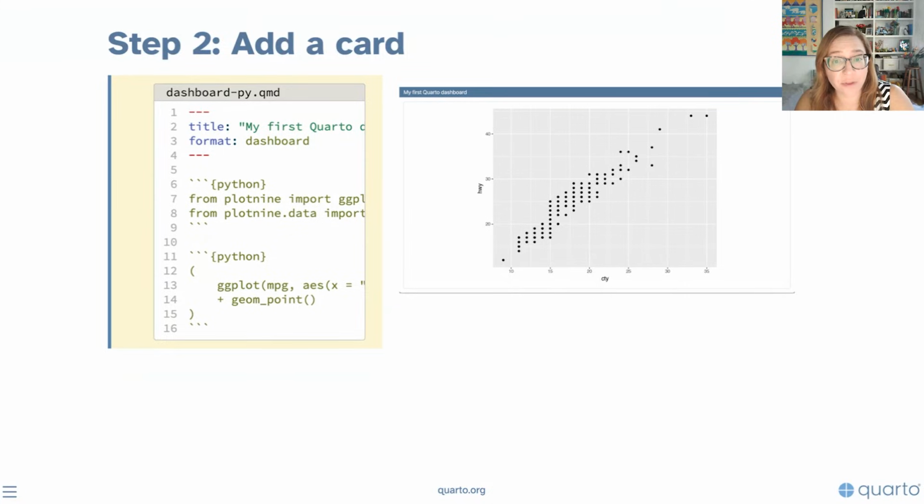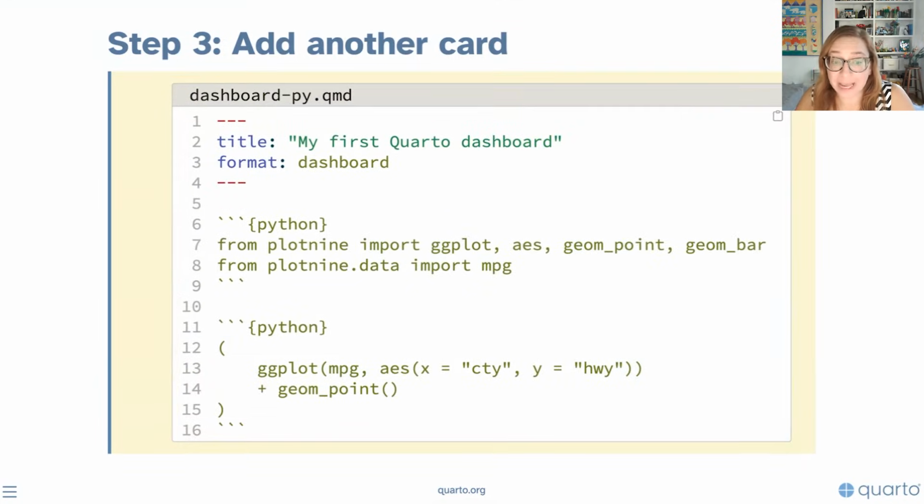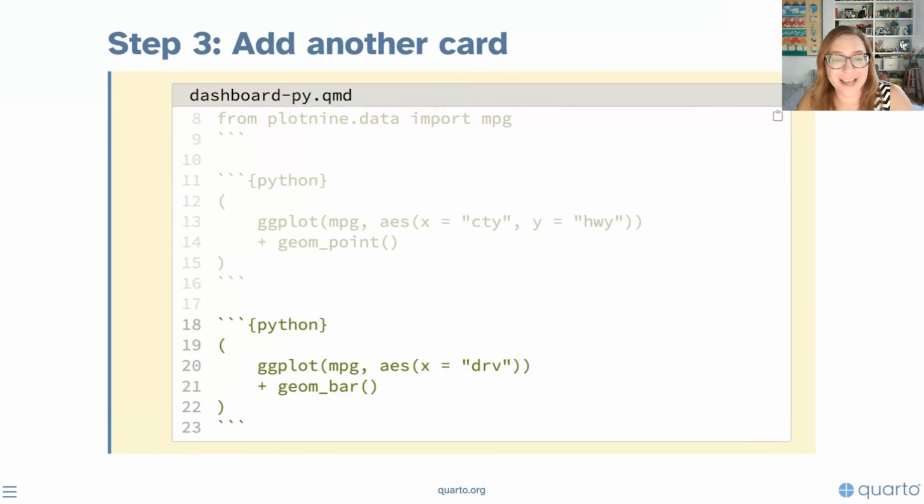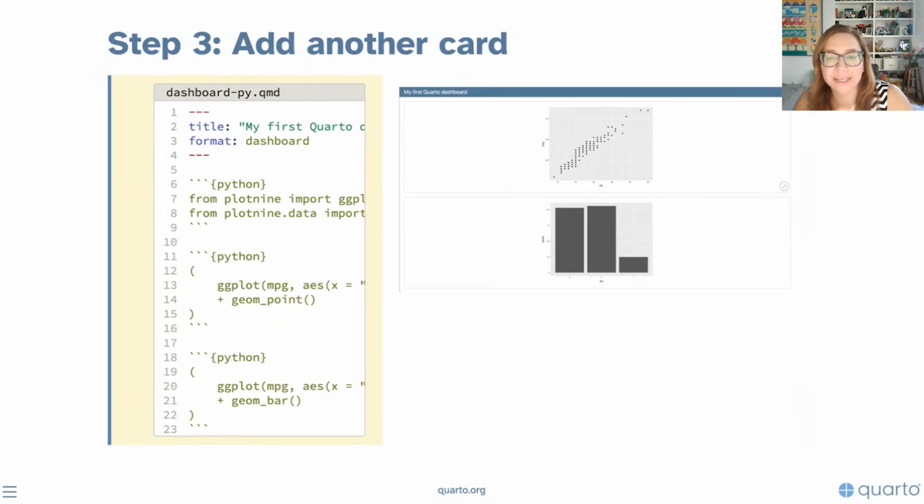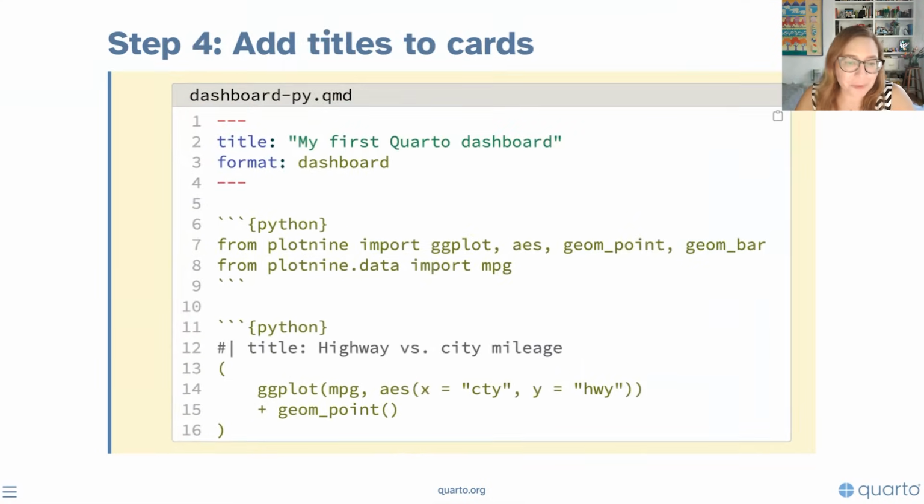And once again, the code is not echoed in our output. So we can see that the code is not visible and we're only seeing the output, the visualization here. Let's add another card. So that's as simple as adding another code cell to our document. And we're going to see that once again, the visualizations are in their own individual cards in row orientation. And you probably get the drill now.